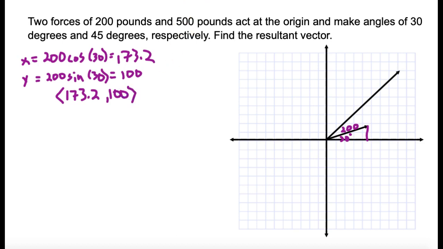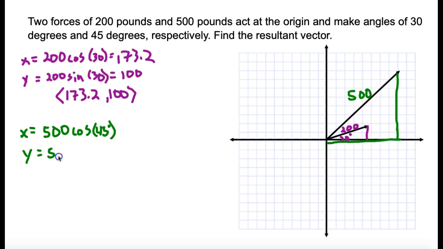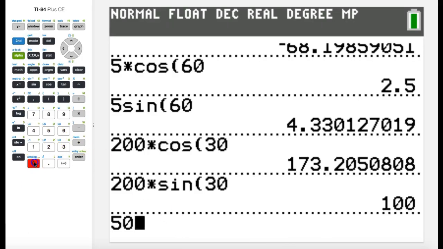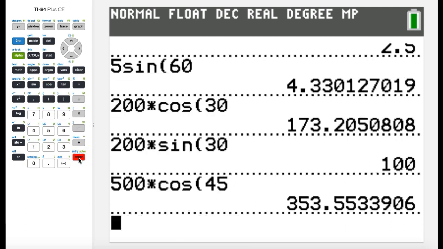So then, let's do the same thing with this one. So I know that this one has a magnitude of 500. So x will be 500 times the cosine of 45 degrees. And y will be 500 times the sine of 45 degrees. So I know that both sine and cosine of 45 are the same, so we just need to calculate this once. 500 times the cosine of 45 is 353.6.